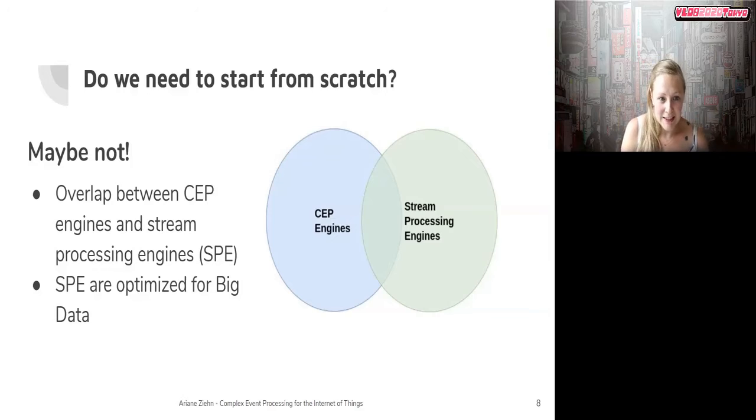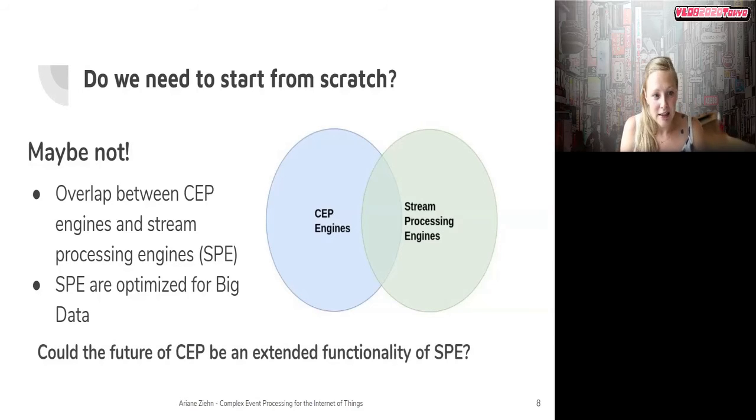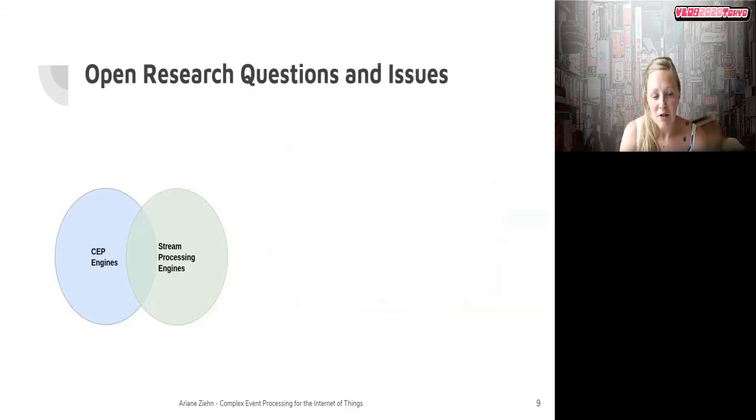So now the idea is, can we bring these two related lines of research together and leverage what we have already done for stream processing engines? Could the future of complex event processing in that case be an extended functionality of stream processing engines? The idea sounds nice, but there are a lot of open questions if we look in more detail at that vision.